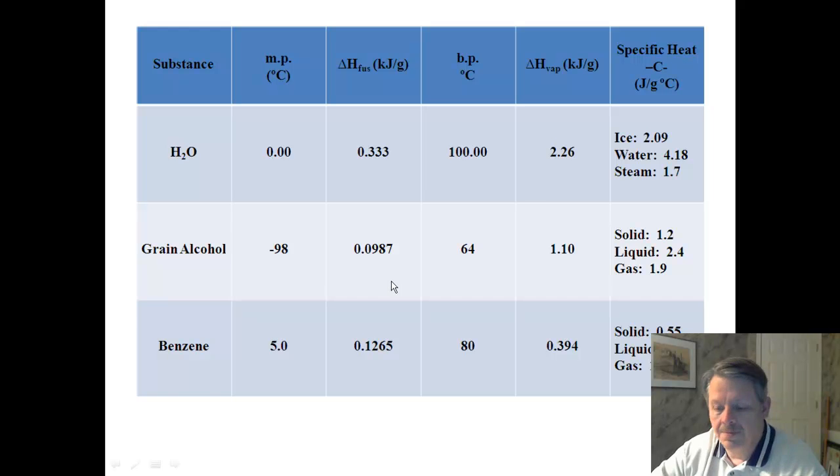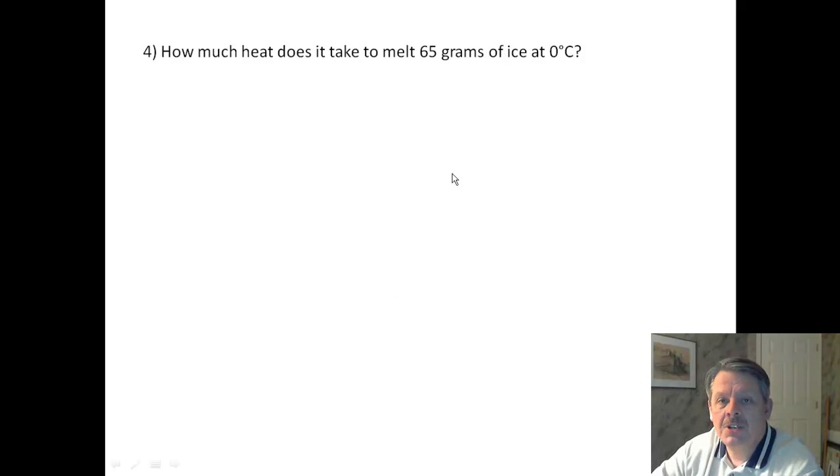All right, let's go on to number 4. How much heat does it take to melt 65 grams of ice at 0 degrees Celsius? Okay, so now what we're doing here is different. We're just melting 65 grams of ice. The temperature is not changing, but we're melting it.